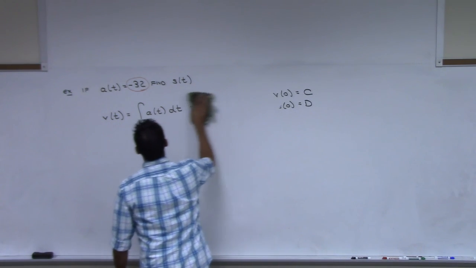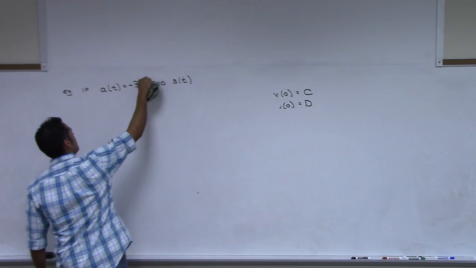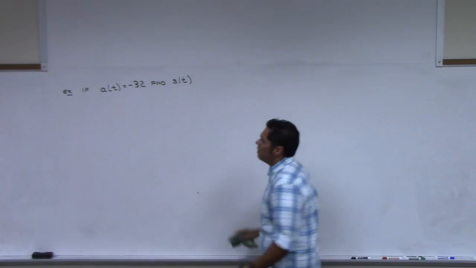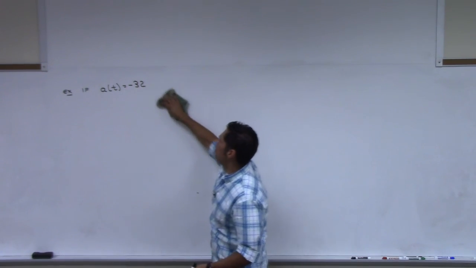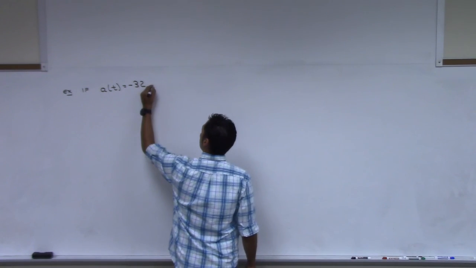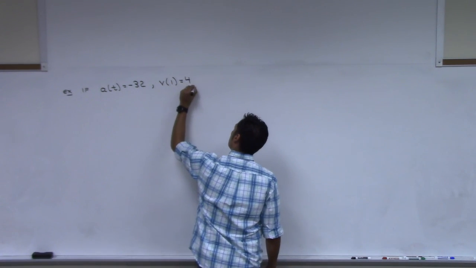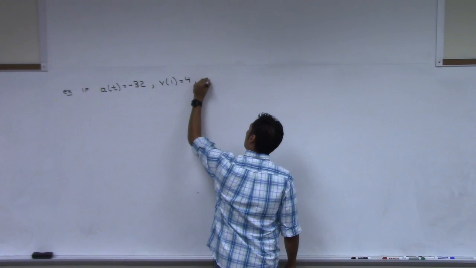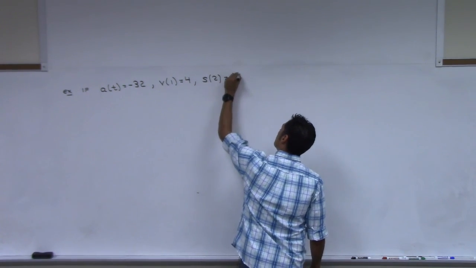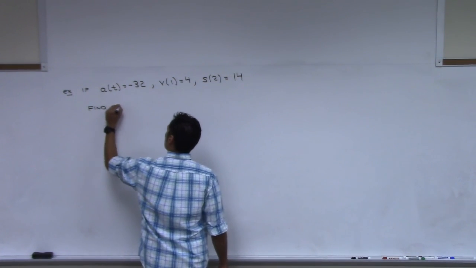All right, let's take the same problem here. I want to take this same exact model. We're going to be on Earth. But I'm going to give you some more information. So let's start here. If a of t equals negative 32, v of 1 equals 4, s of 2 equals 14. Find s of t.